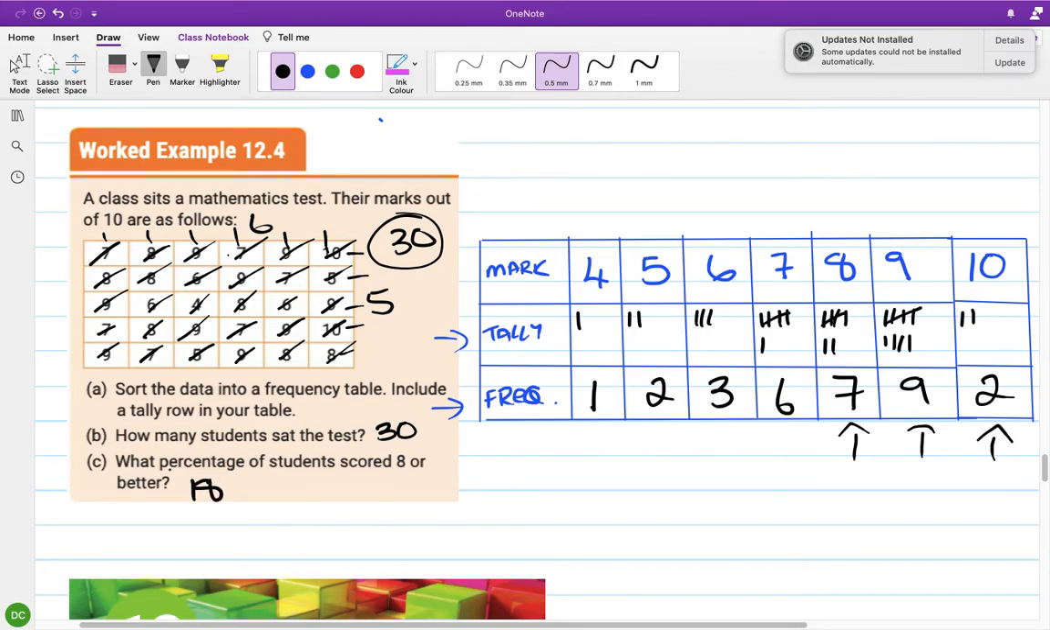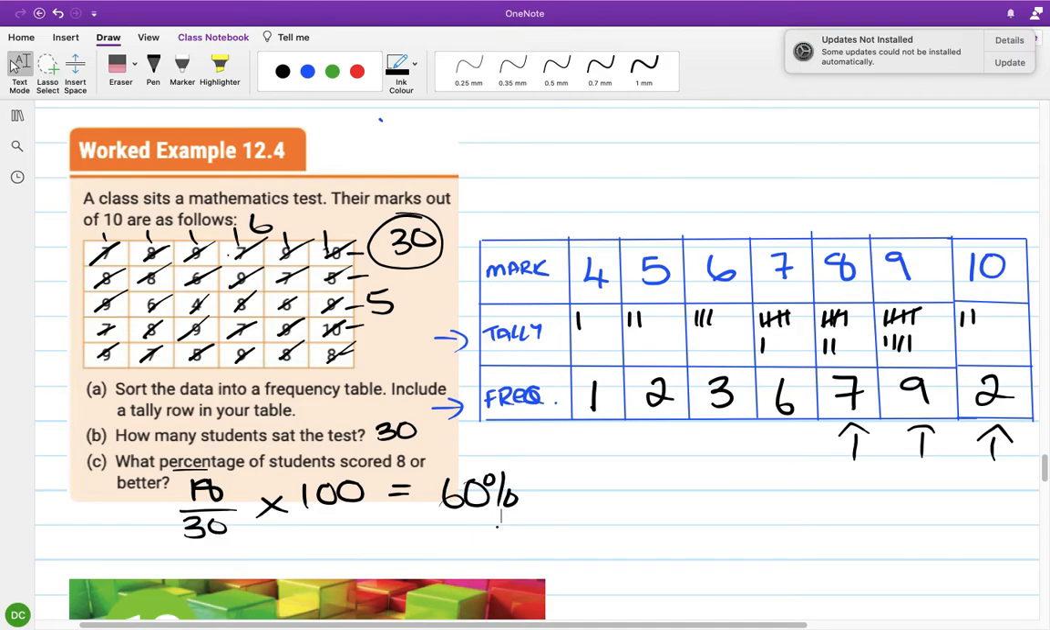Now, I want a percentage, which means I need to start with a fraction. So it's 18 students out of 30 students. There's my fraction. And to make it a percentage, you multiply by 100. So 18 over 30 times 100. 60% of the class scored an 8 or better.